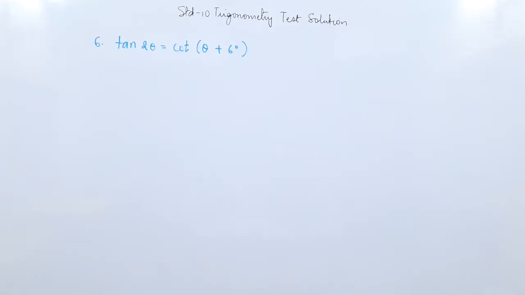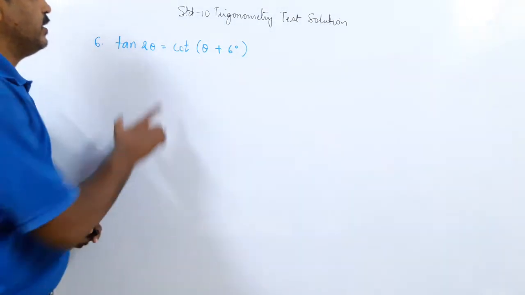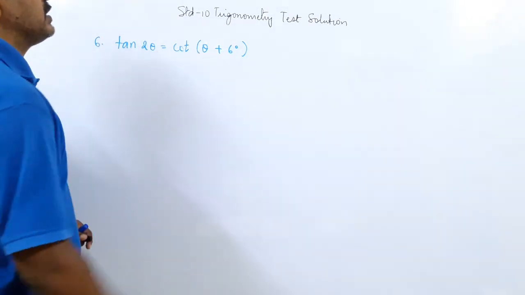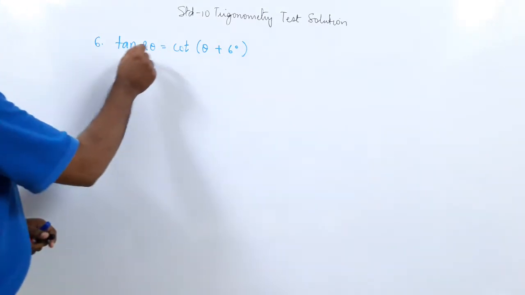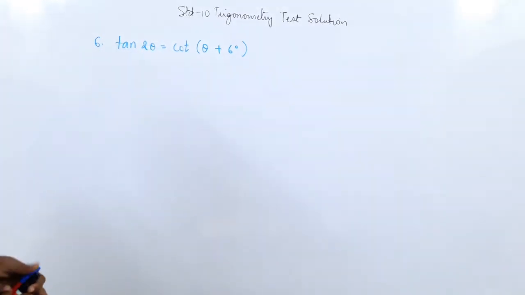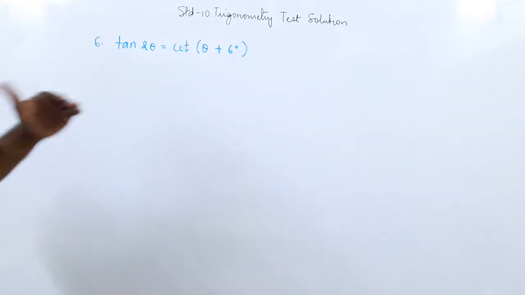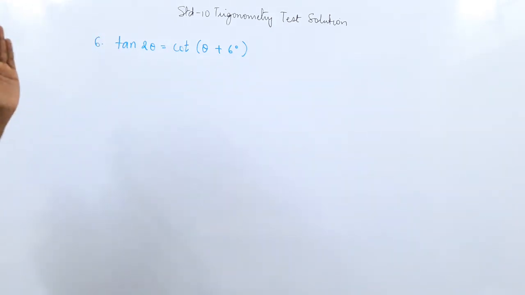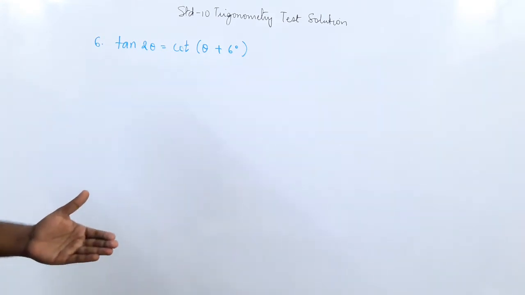In this sum it is given to us tan 2 theta is cot of theta plus 6 degree, where 2 theta and theta plus 6 both are acute angles. We have to find the value of theta. So kindly go through the video and revise each step of how each sum is done. The test is basically covering all types of questions.